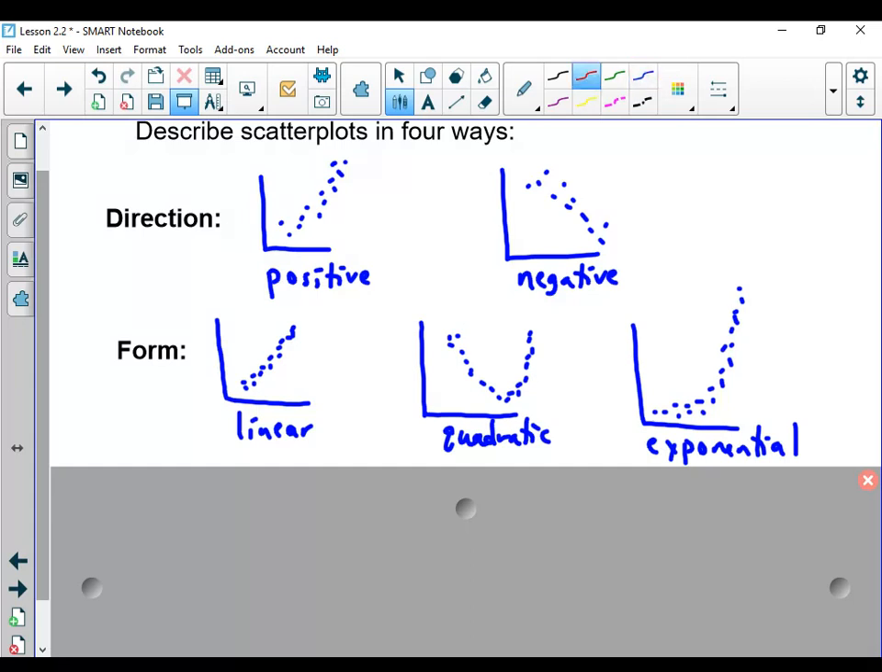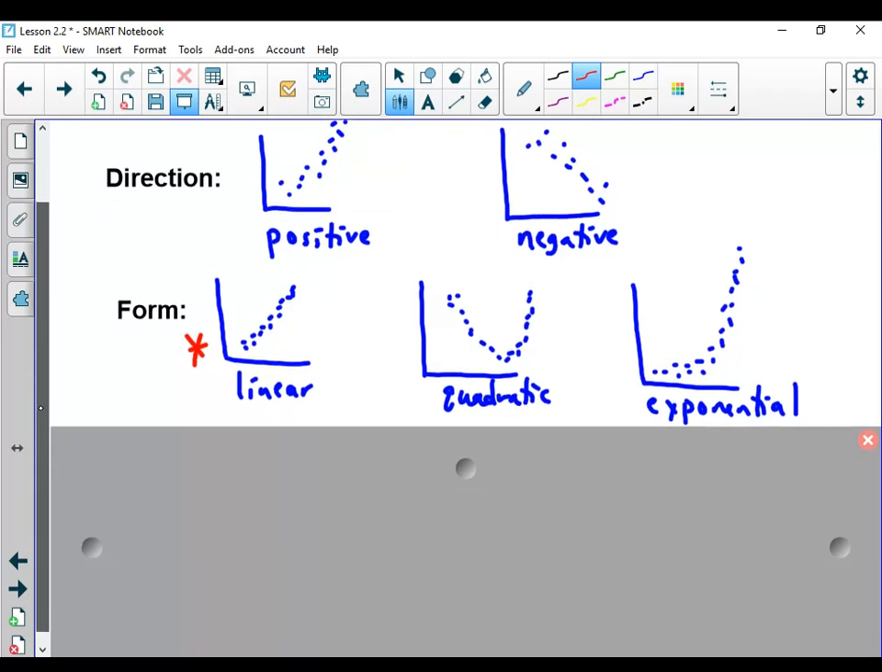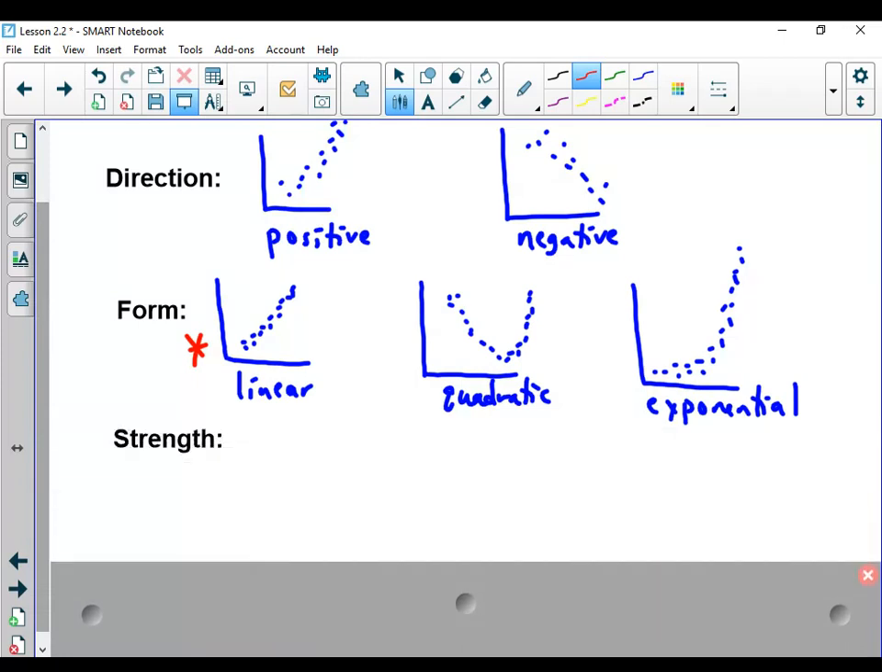In this course, we're going to pretty much focus only on the linear forms. I'd say 99.9% of what we'll do will be linear stuff. Not that the other stuff doesn't exist and it's not important, but just time-wise, that's all we're going to focus on. So I've got direction, I've got form. The third thing is what's referred to as the strength.